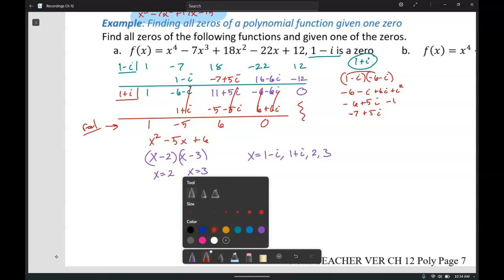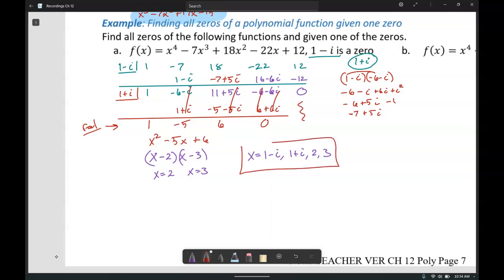Now sometimes they'll just ask for the rest of the zeros. Here they said find all zeros. Sometimes they'll say find the rest of the zeros. And if that was the case, you would only list those 3.